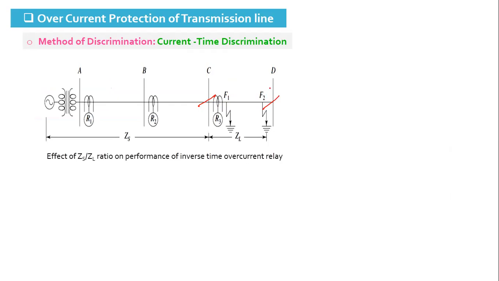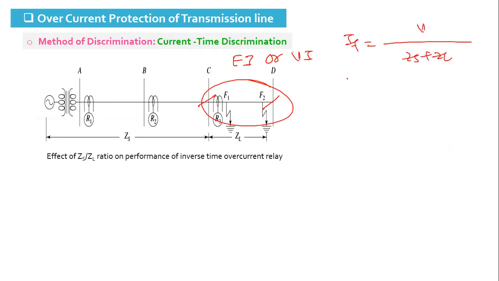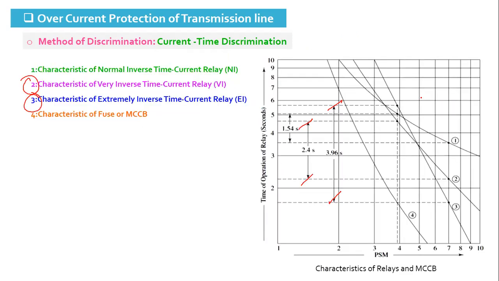So this is the application of EI or VI. Because of the very high ZS to ZL ratio, the fault current in the line section will not vary very significantly, and therefore the characteristic which is suitable for the end section protection is either EI or VI. Moreover, the EI or VI characteristic closely matches the MCCB characteristic, so it will give better coordination.